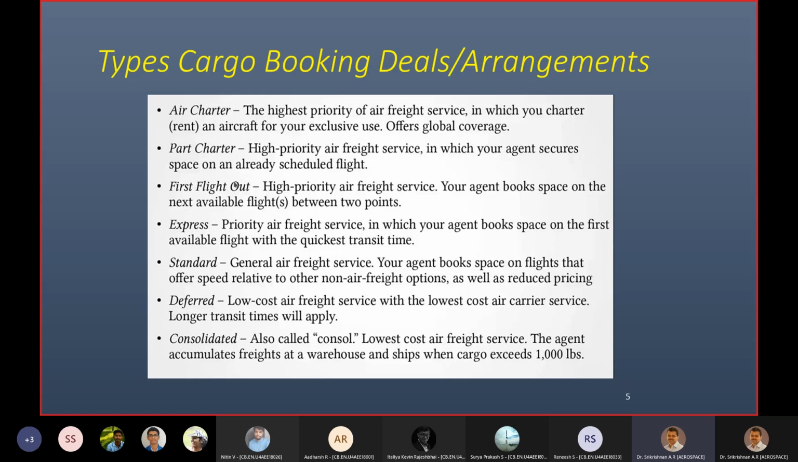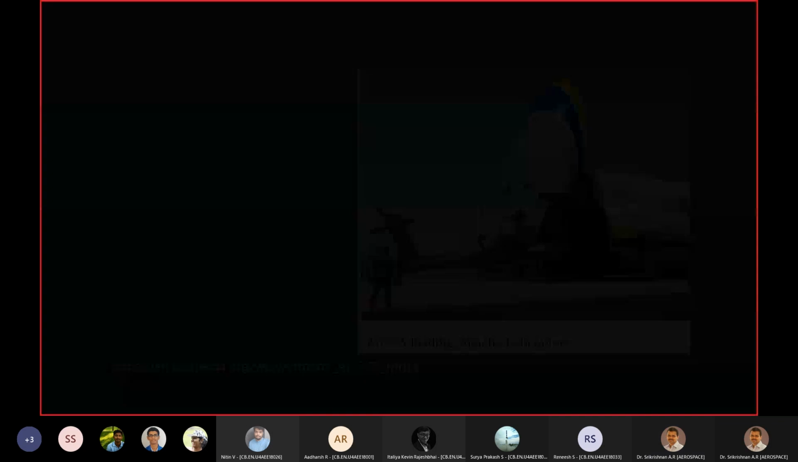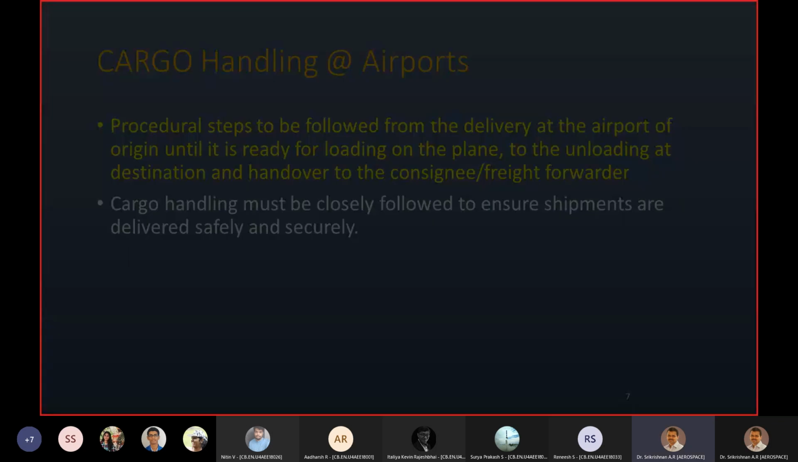But we are considering all these because these are in general the various categories of deals or arrangements that you can have with cargo carriers with regard to the transport of goods of your interest, by considering the priority and the price to pay for it. Any questions so far?